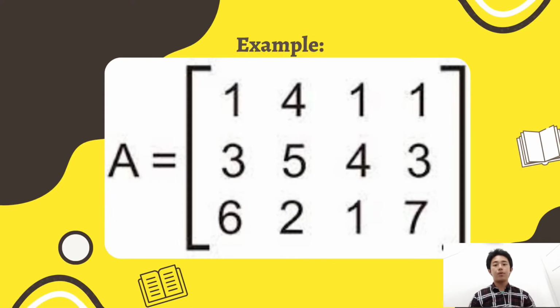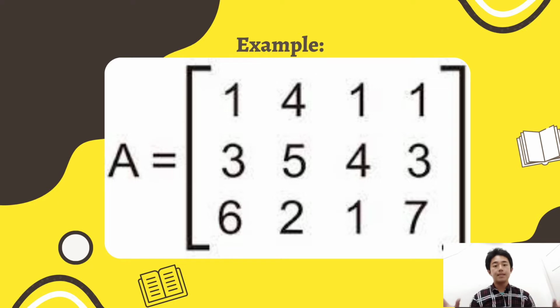Now we're going to the example of the matrix concept. If we look here, there's already a matrix inside big brackets with 12 numbers: 1, 4, 1, 1, 3, 5, 4, 3, 6, 2, 1, 7. I'm going to explain what my friend explained earlier. Rows are horizontal structures, and columns are the vertical ones.